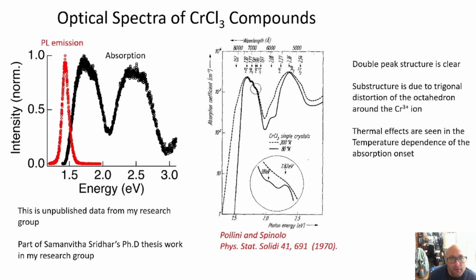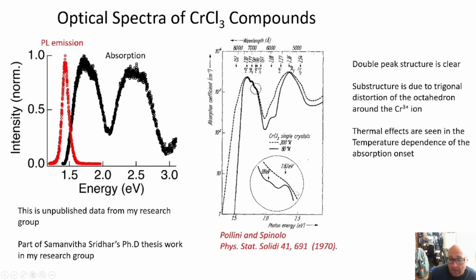So here's an example of, again, chromium trichloride, which is an interesting compound from the standpoint of 2D magnetic materials research. On the left side, you see some data from our lab, which shows, again, these 2 peaks in absorption in black, which you can associate with the quartet absorptions. And then I'm also showing the emission from the quartet in red, which is pretty interesting in the sense that it's way more narrow than the absorption. It's still quite broad, but it is more narrow than the absorption.